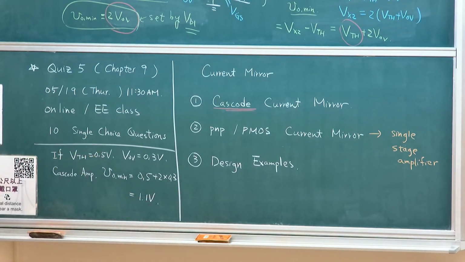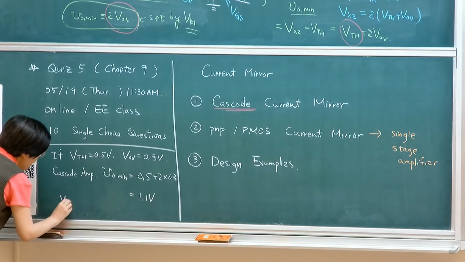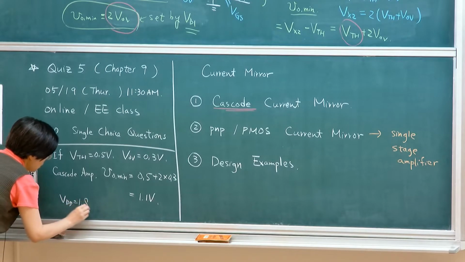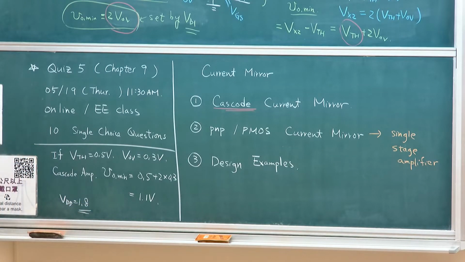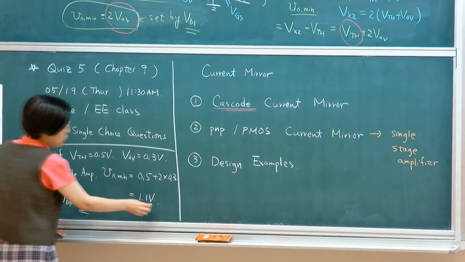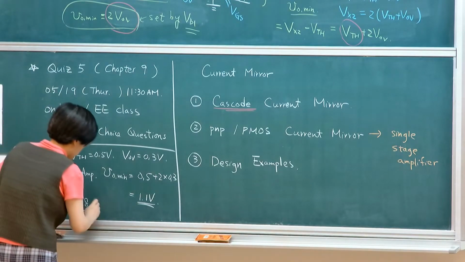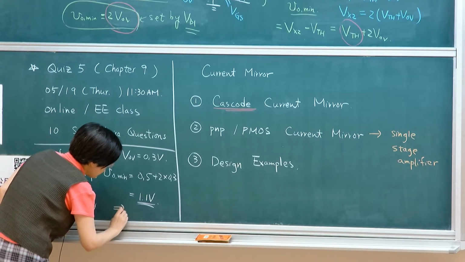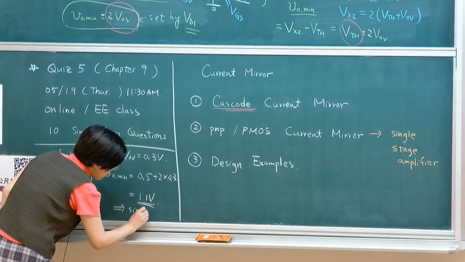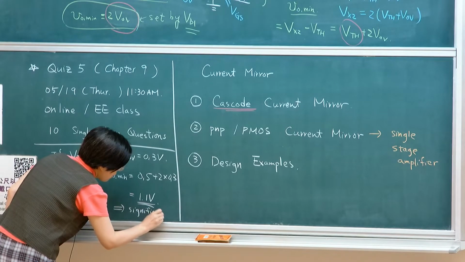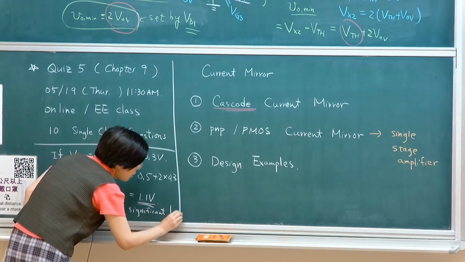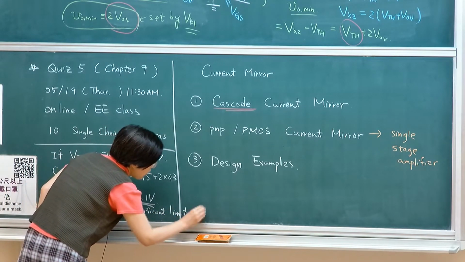So you're 1.1 volt above ground, meaning that if my VDD is 1.8 volt, you would have very little margin to move. Remember, your minimum is 1.1 volt above ground. Therefore, the margin of movement will be very limited. This will significantly limit the upper swing.